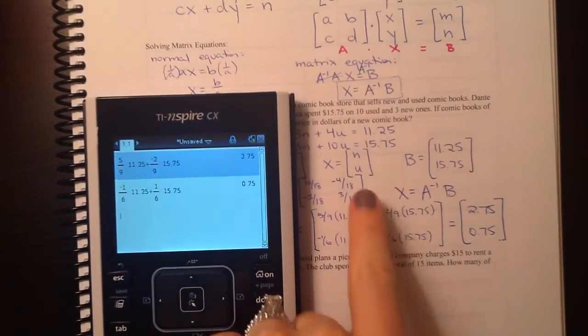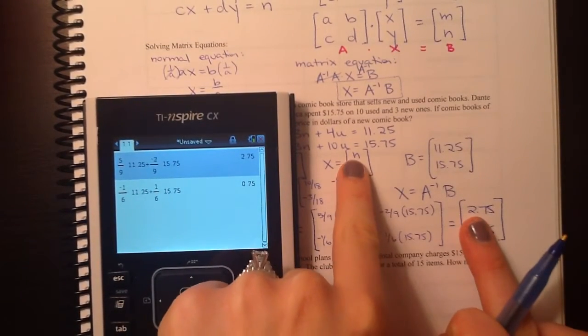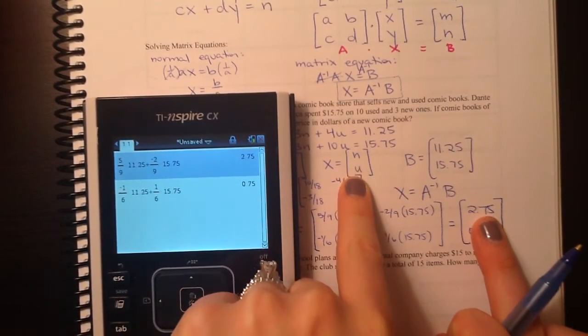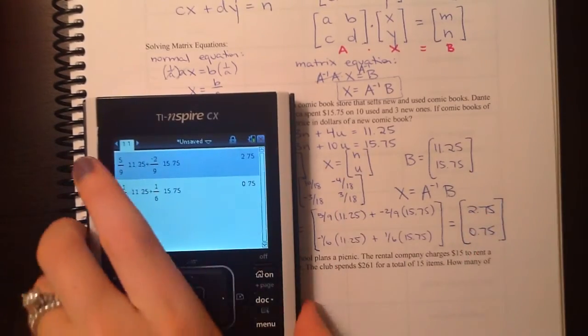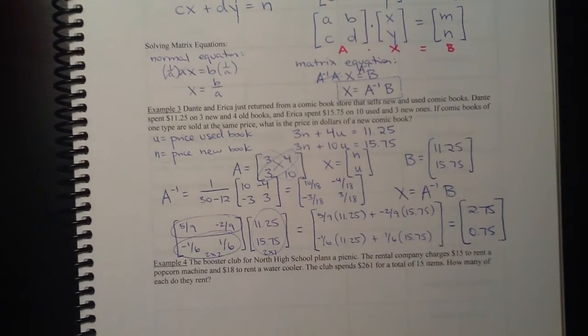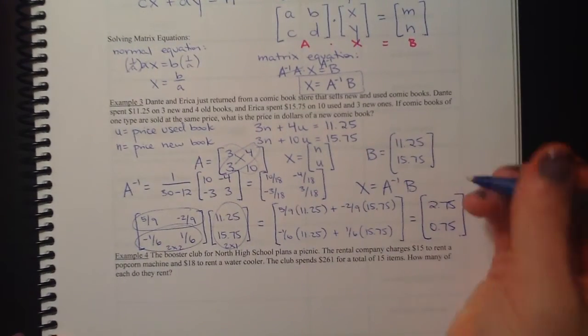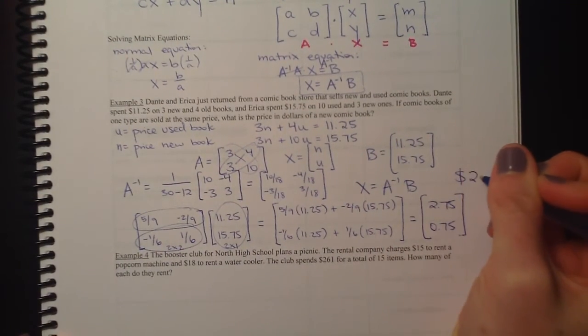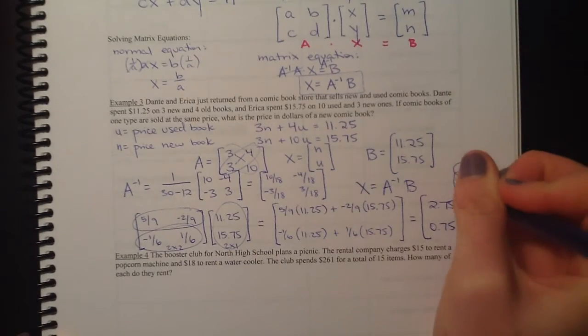So you can see if you look at the comparison here and here, that means each new book was $2.75, each used book was 75 cents. So to make sure that you're actually answering the question, what is the price in dollars of a new comic book? The answer to that question would be $2.75.